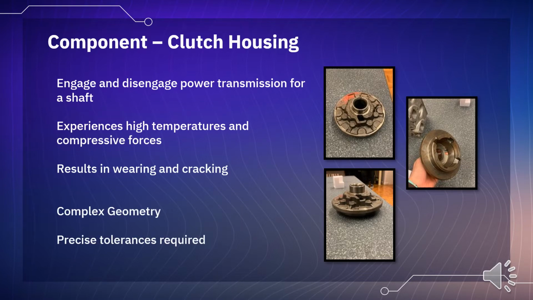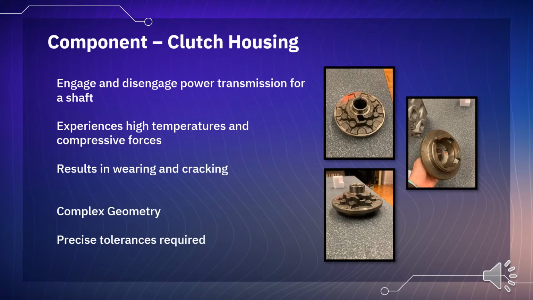The component selected to reverse engineer was a clutch housing. The part is of circular geometry with a hole through the center for a shaft to sit. The purpose of a clutch is to engage and disengage power transmission through a shaft, often used to change gears. The clutch is often subject to high temperatures due to its operation being friction dependent. The combination of high temperatures and the repetitive compressive forces within a clutch can result in the wear of its components. The housing may crack, reducing its efficiency, and may cause damage to other aspects of the system.